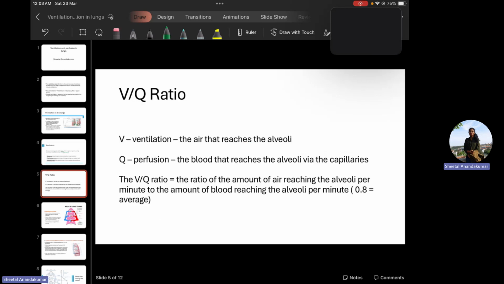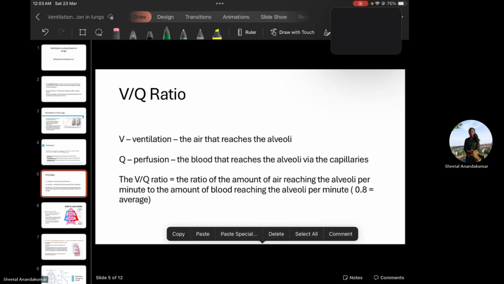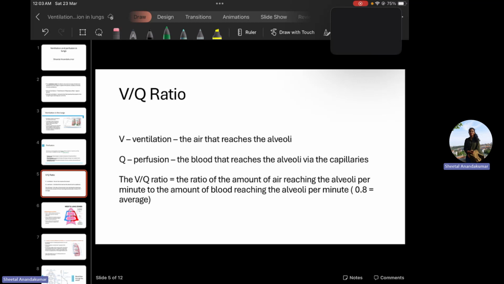Now let's talk about the VQ ratio. The VQ ratio is the ventilation perfusion ratio. Ventilation here is the air that reaches the alveoli, and perfusion is the blood that reaches the alveoli via the capillaries. So the VQ ratio is the ratio of the amount of air that has reached the alveoli per minute to the amount of blood reaching the alveoli per minute.